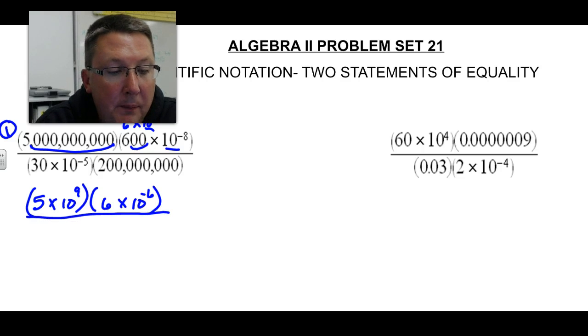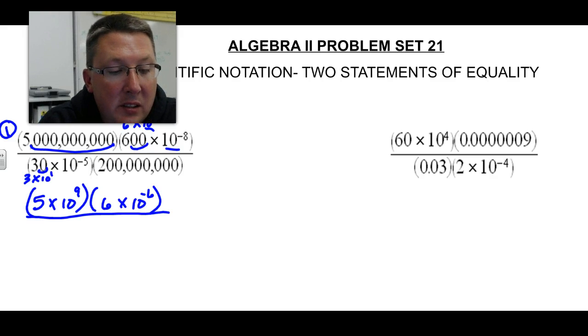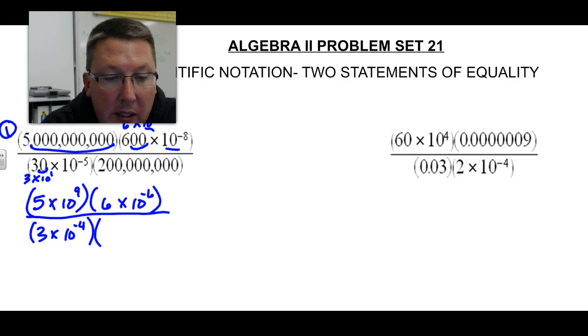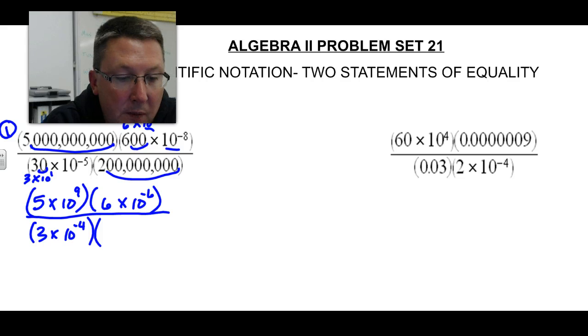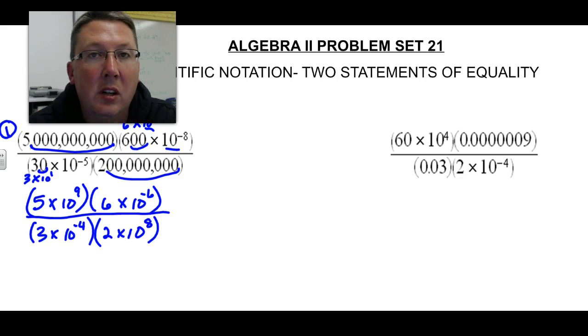Okay, then we move to the bottom. Same idea with 30. The decimal moves over 1 place. So for just that part, that's 3 times 10 to the 1st. That 10 to the positive 1, I put that 10 to the 1st with 10 to the -5th, and I end up with 3 times 10 to the -4th. And the last one, 200 million, the decimal needs to move over by the 2. So I have 2 times 10 to the 8th power, positive 8 because that is a large number.